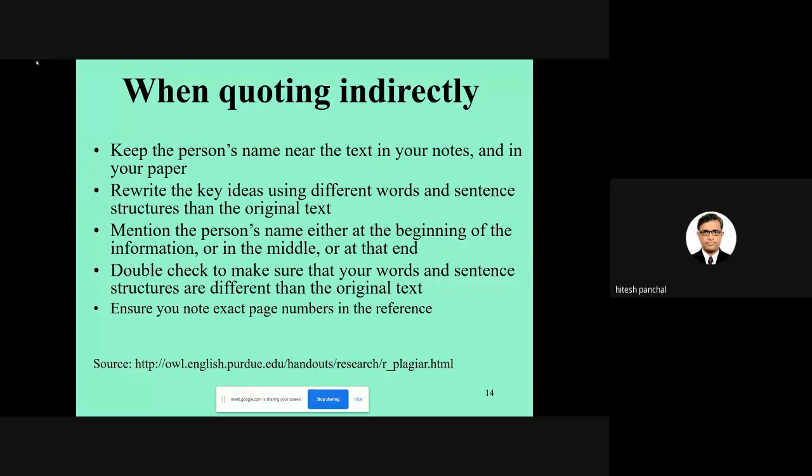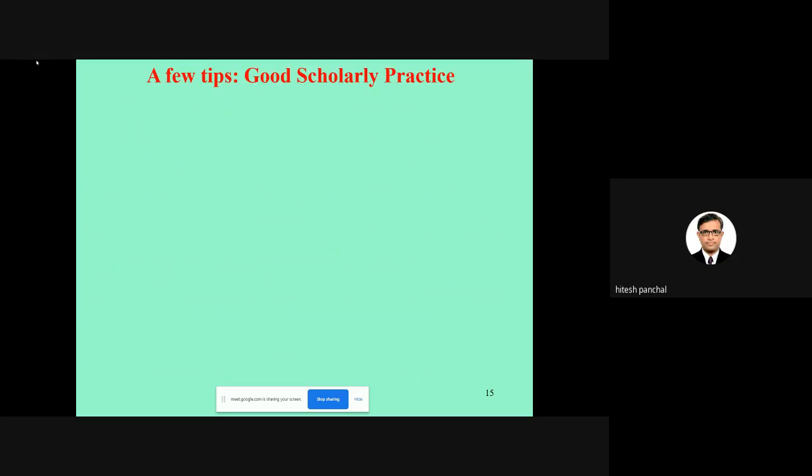Ensure that you give the exact page number in the reference, because in some research articles people are not using proper references. Suppose your exact page number is 1012 to 1005, they will not use it exactly, they use 205 to 2010. So if the page number in your reference is not matched, definitely it will come under plagiarism. All such things are very important whenever you quote directly or indirectly.